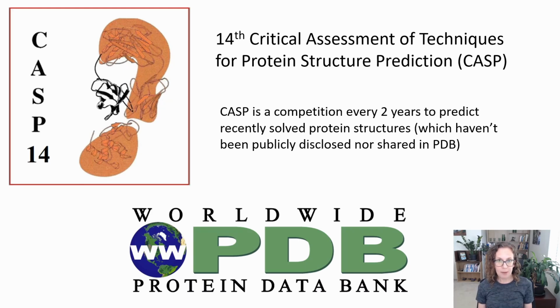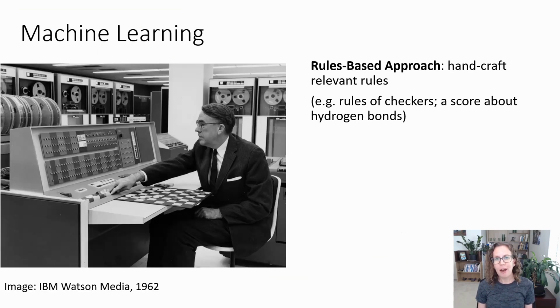So there's something called the Protein Data Bank, which is a large database of 3D protein structures. And as new proteins are discovered, some are not added to the data bank right away, but rather are held back for this competition. As a little bit of background, prior to machine learning, or if you're not using machine learning, people often use a rules-based approach for solving problems. And this involves handcrafting relevant rules for a problem. So for protein structure, that would be having a score about hydrogen bonds that explicitly teaches an algorithm that hydrogen bonds exist and that they should be formed. For a game like checkers, that would be explaining the rules of checkers.